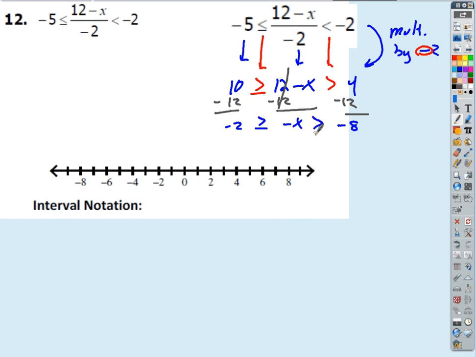Then last step? Yeah, I'm going to multiply everything by -1 to change all the signs, which means I got to flip the inequalities. So that becomes a 2, an x, and an 8. And these things are going to get flipped. And so that's my answer, isn't it? x is greater than or equal to 2 and less than 8. Okay? So then, not so bad.